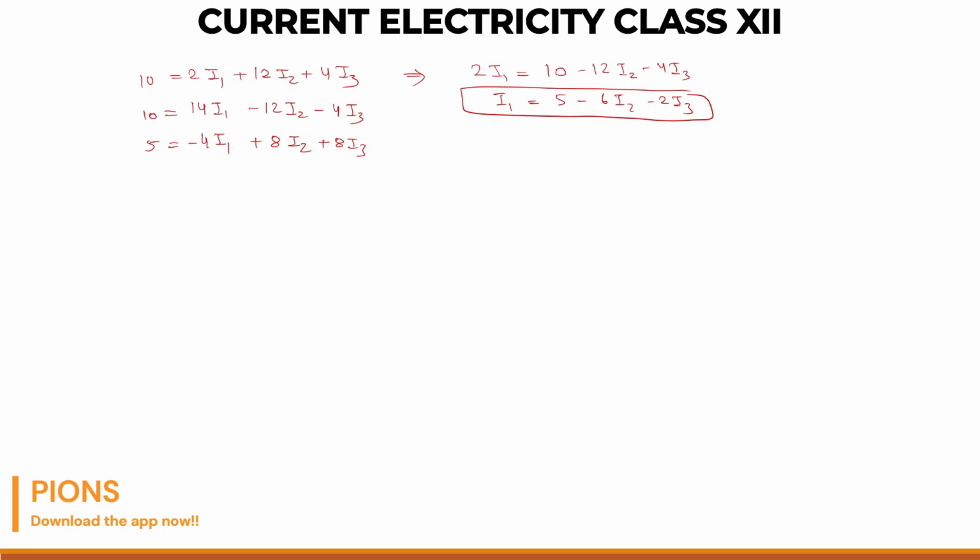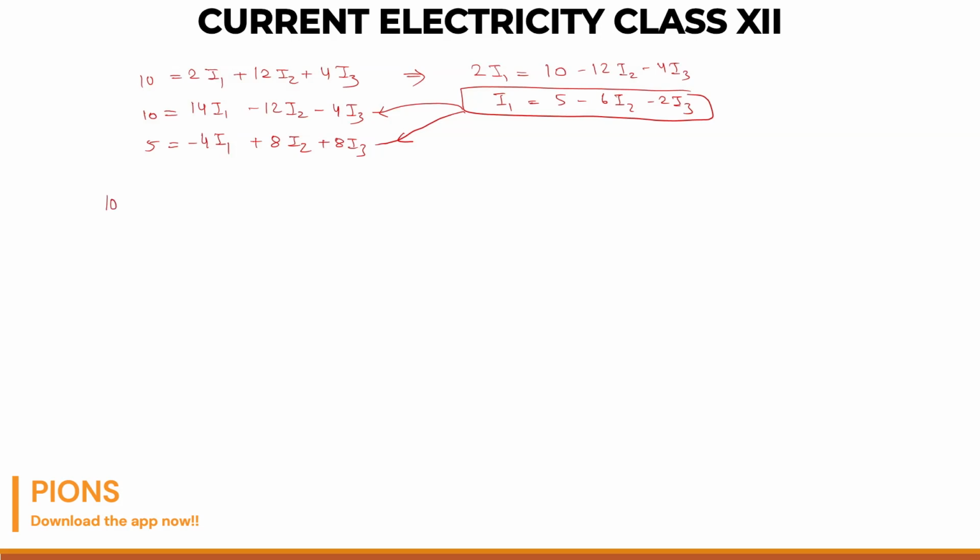But right now, let's substitute this I1 in this equation and this, both. Try to remember this, very important. You have to substitute it in both. Sir, why both? Why can't we do it in one? Because it will make the solution quite easy for you. How? We will see within a minute.